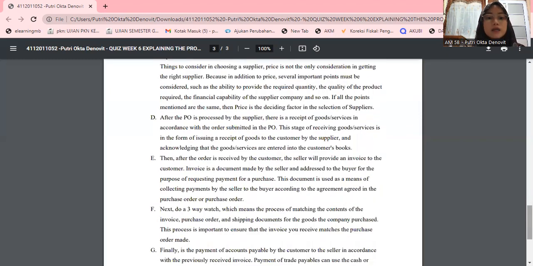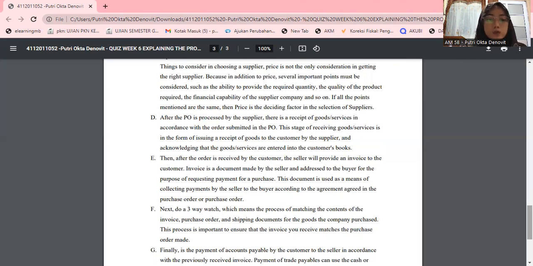Then, after the order is received by the customer, the seller will provide an invoice to the customer. An invoice is a document made by the seller and addressed to the buyer for the purpose of requesting payment for a purchase. This document is used as a means of collecting payment by the seller from the buyer according to the agreement agreed in the purchase order.